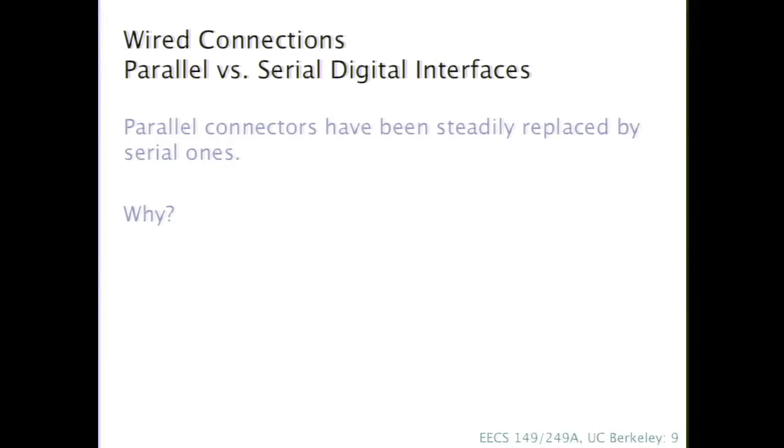And it turns out that you can outperform the parallel connections with serial connections today because the circuits can be fast enough that you don't have this skew problem anymore if you send all of your bits over the same serial line, right? So it's a little bit counterintuitive because normally you would think, well, more wires must give me more bandwidth. But it turns out to be harder to make use of more wires.